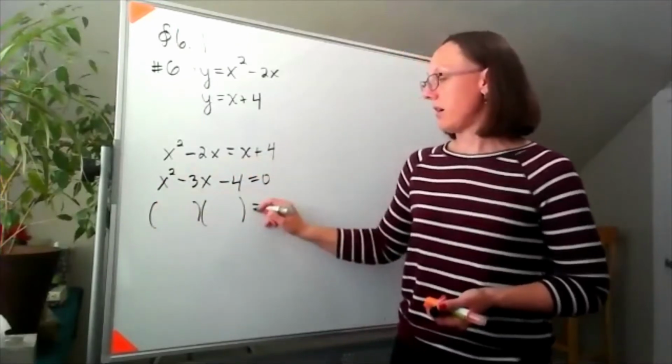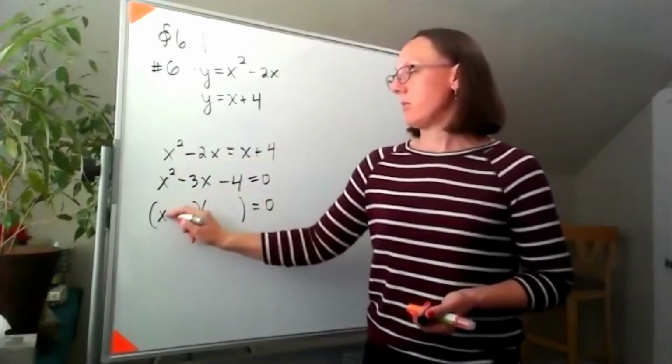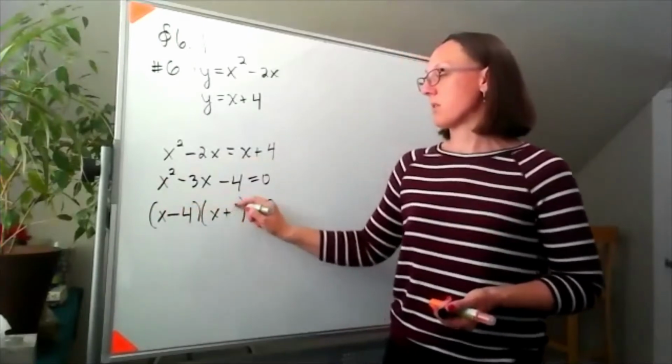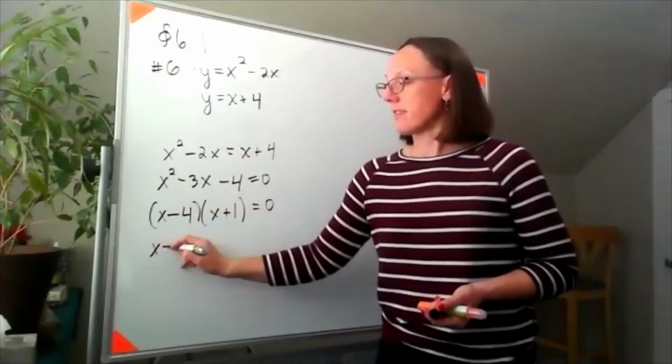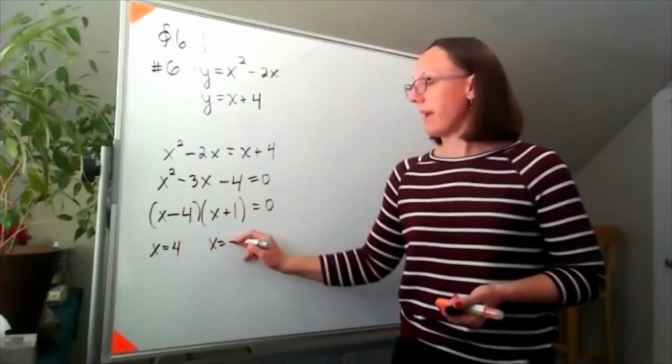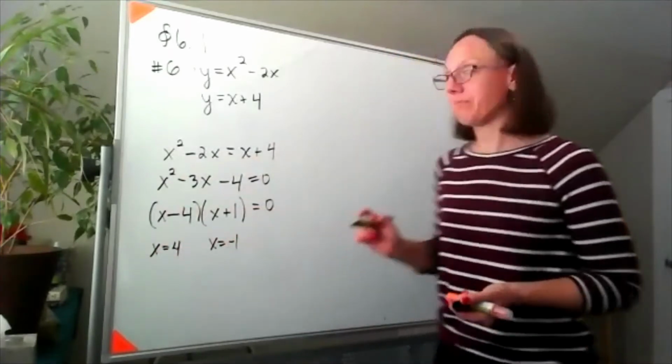And we are in luck. This is going to factor, looking at x minus 4 times x plus 1. So these should intersect at x equals 4 and at x equals negative 1.